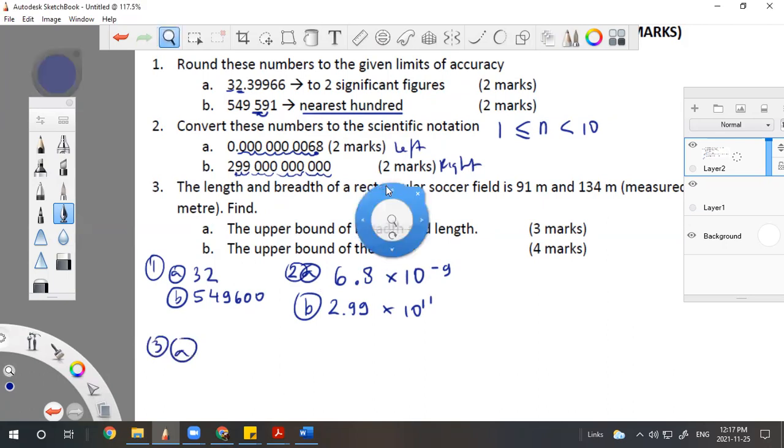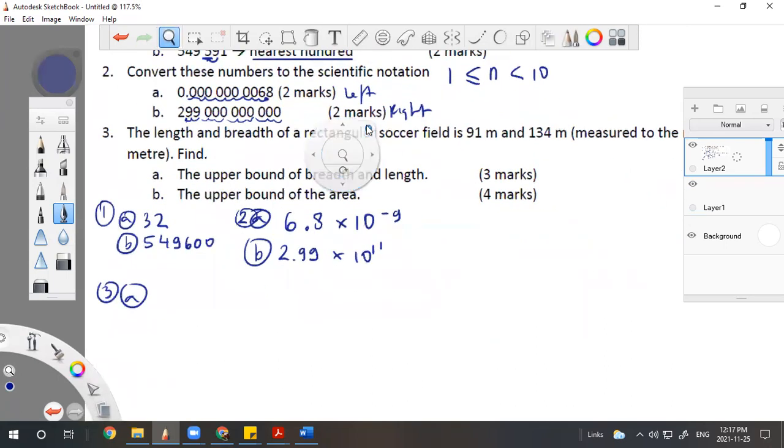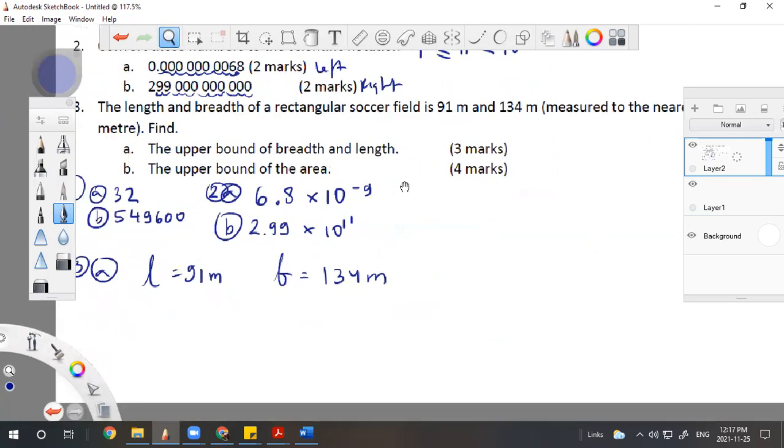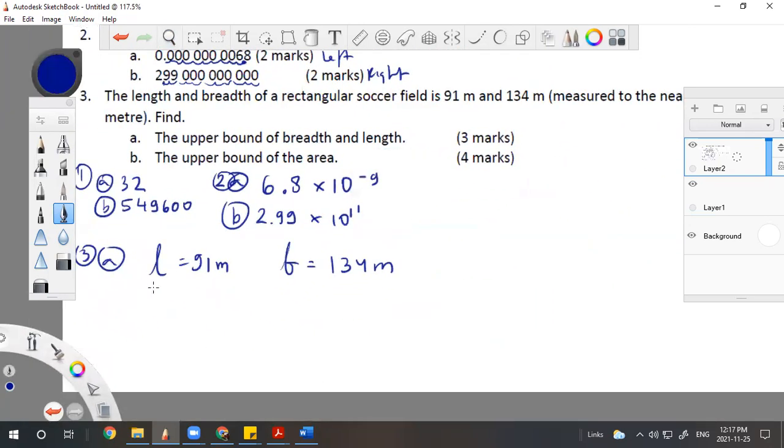Okay, part 3. A. The length and the breadth of a rectangular soccer field, the length is 91 meter and the breadth is 134 meter, measured to the nearest meter. Find the upper bound of the breadth and length.